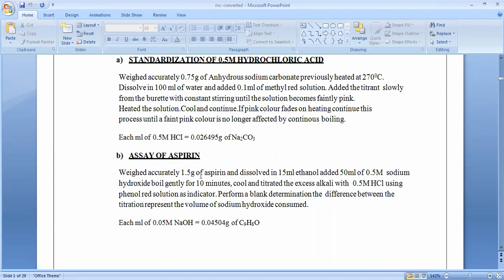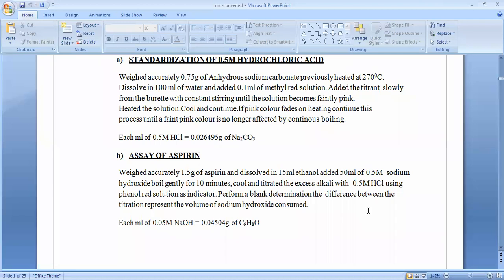So what have we taken? We have taken 1.5 gram of aspirin, dissolved in 15 ml of ethanol, and to it we add 50 ml of 0.5 molar sodium hydroxide solution. What happens after that? We boil this solution gently for 10 minutes, cool, and titrate the excess of alkali with 0.5 molar hydrochloric acid.